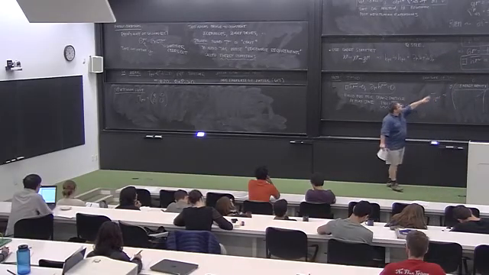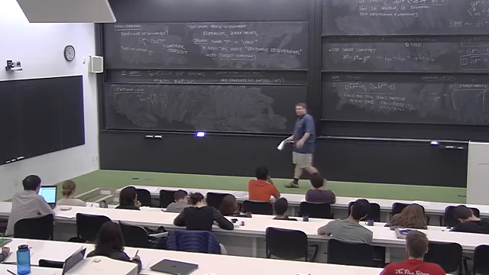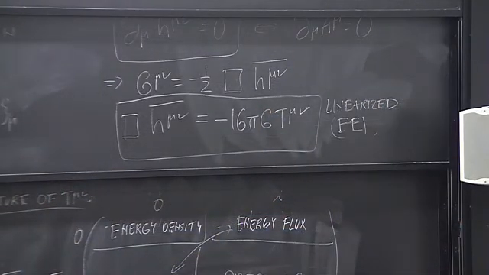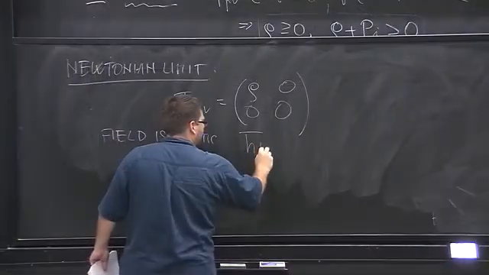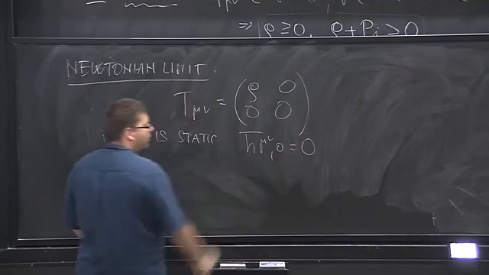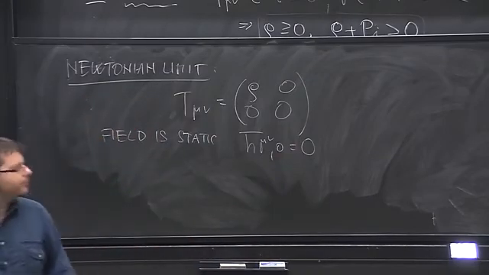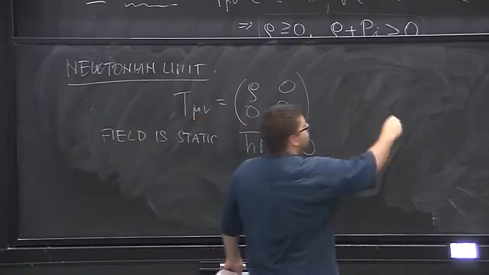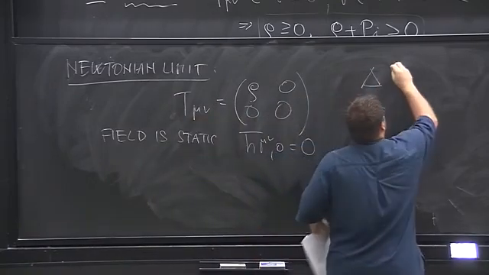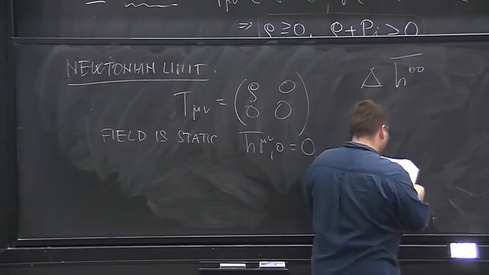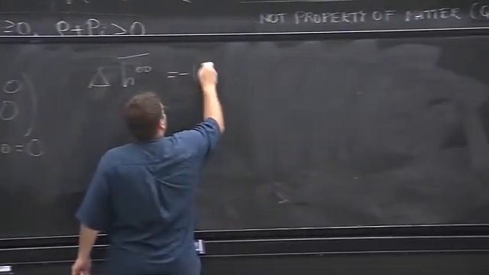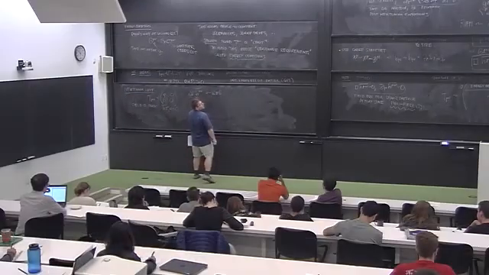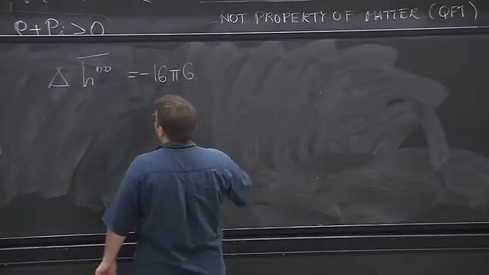And so then if you look at this equation here, the box operator just becomes a Laplace operator because the field is static. That means the time derivative of h mu nu is 0. And so the 0,0 component gives me Laplace on h 0,0 equals minus 16 pi G, and then T 0,0, which is rho.